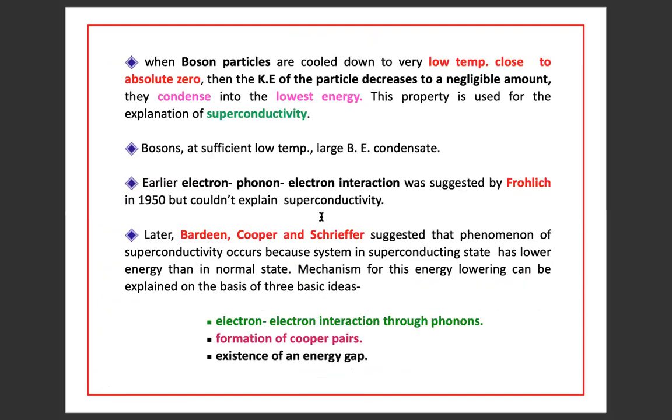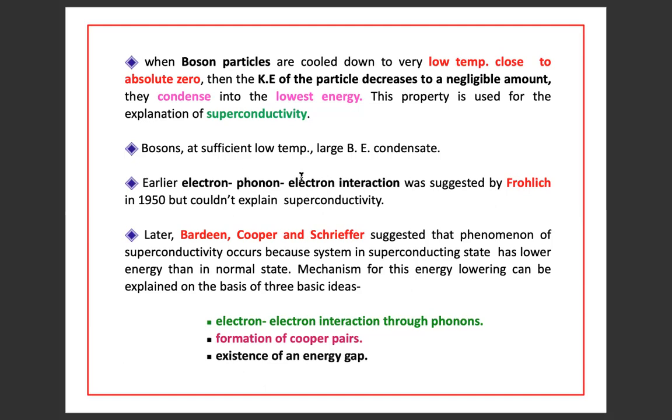When boson particles are cooled down to very low temperature, or in other words close to absolute zero, the kinetic energy of the particles decreases to a negligible amount, so that they condense into the lowest energy state. This property is used for the explanation of superconductivity. So bosons at sufficiently low temperature form a large Bose-Einstein condensate.